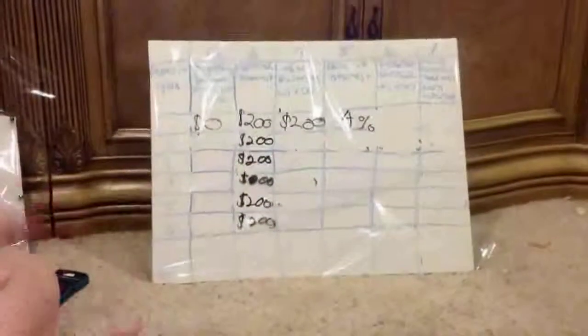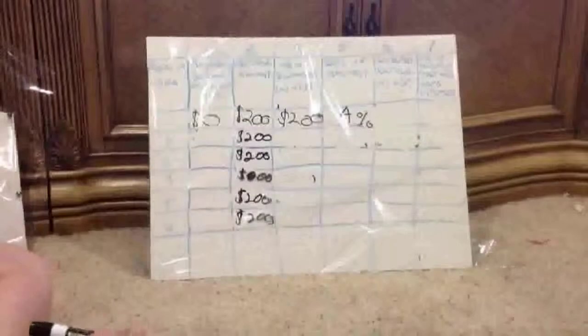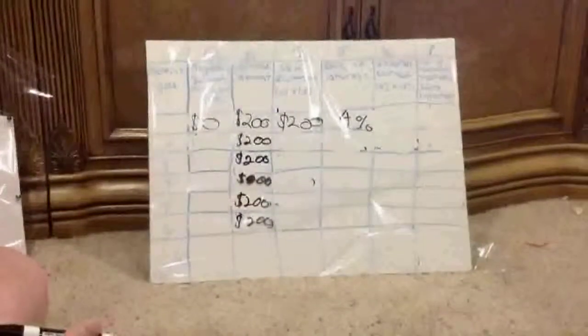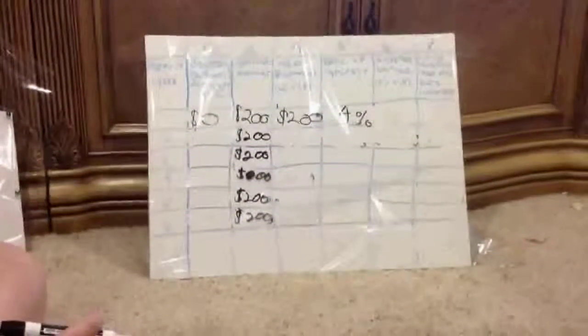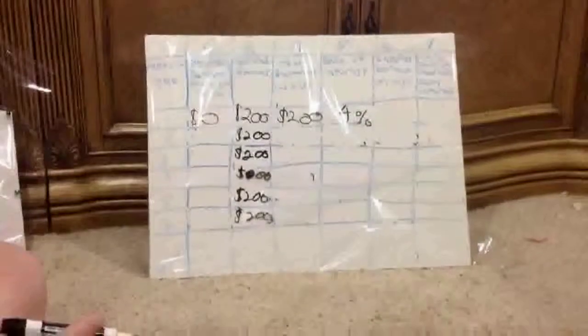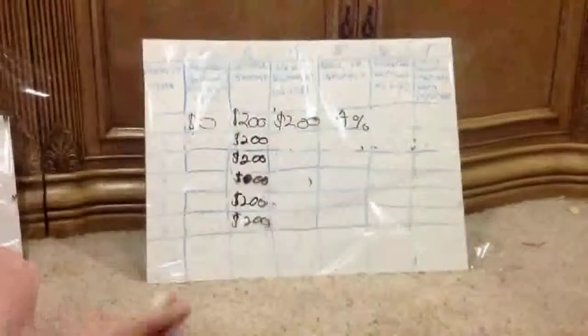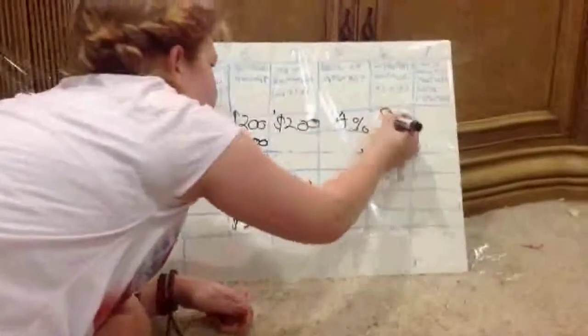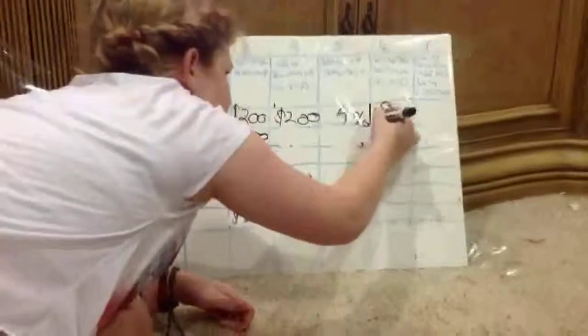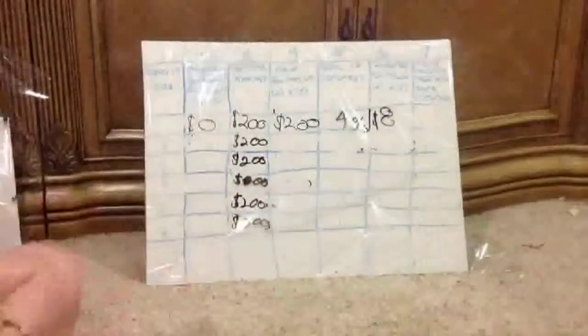So the rate of interest is 4%. And our interest earned, you would times 200 by 0.04. So, do you guys know what 200 times 0.04 is? It's 8, and that would be $8.